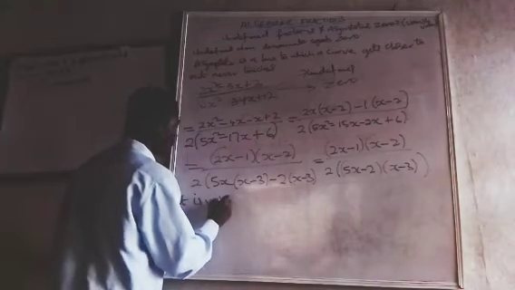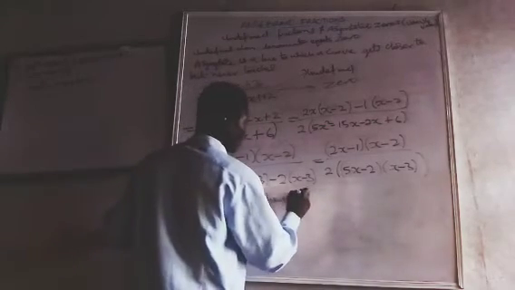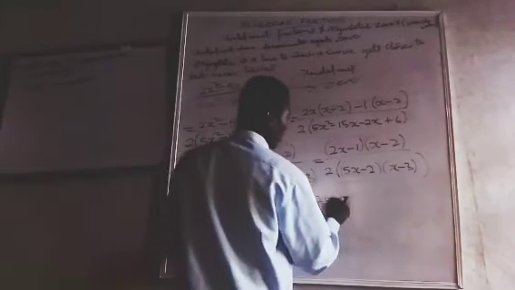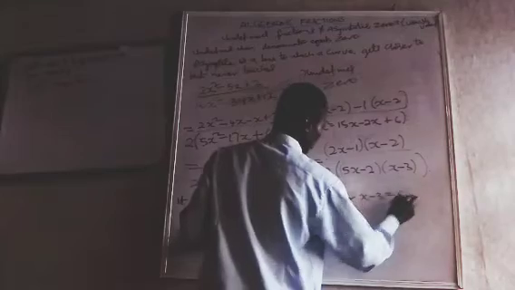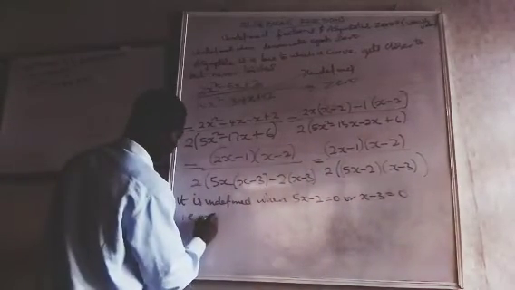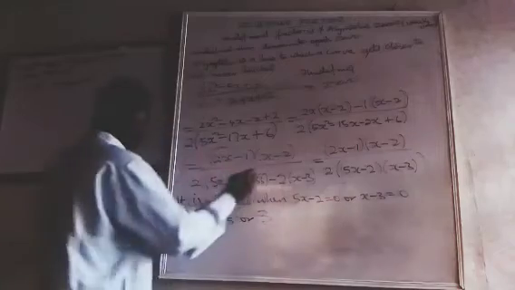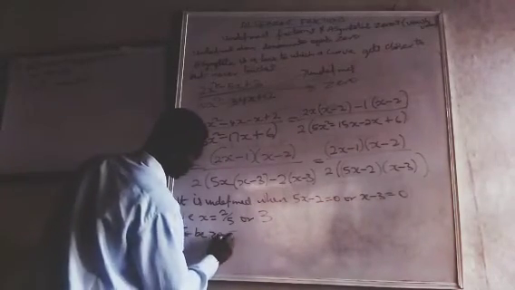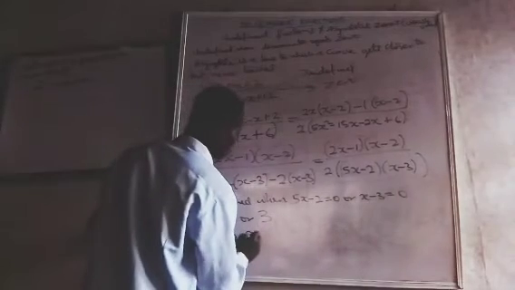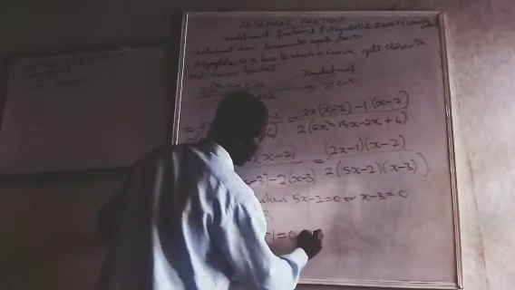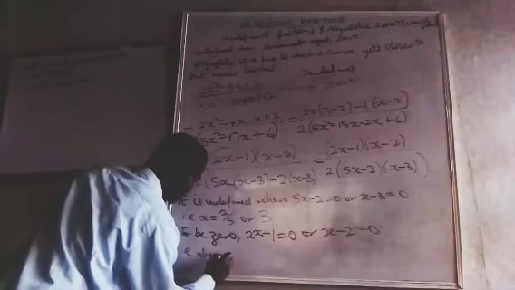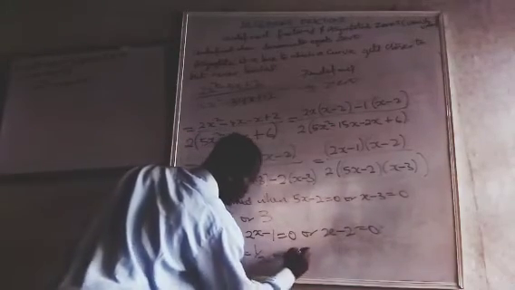It is undefined when 5x minus 2 equals 0 or x minus 3 equals 0. That is, x equals 2 over 5 or 3. You can see, when x equals 2 over 5 or 3. Now, for the expression to be zero, 2x minus 1 will be equal to 0, or x minus 2 will be equal to 0. That happens when x equals half or 2.